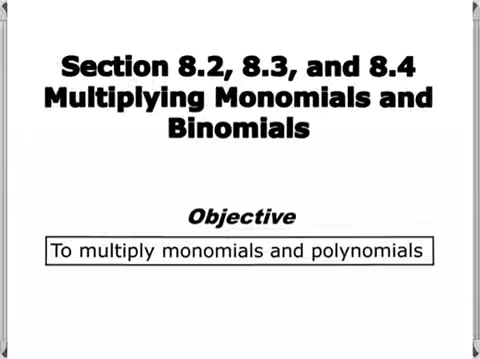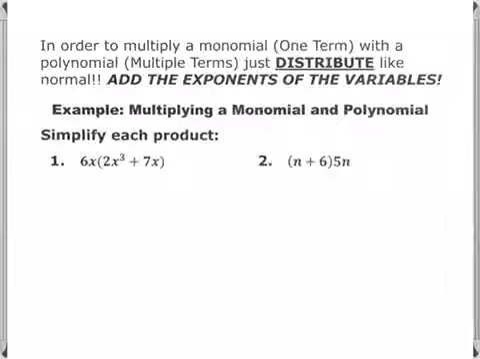Section 8.2, 8.3, 8.4, multiplying monomials and binomials. In order to multiply a monomial, or one term, with a polynomial, which is multiple terms, you just distribute like normal, and you add the exponents of the variables. So in the examples here, we want to multiply the monomials by the polynomials.